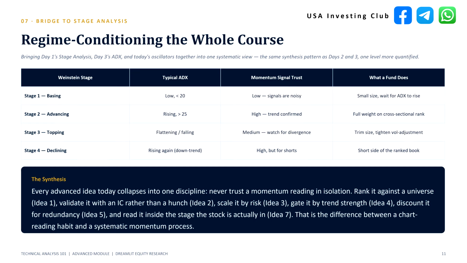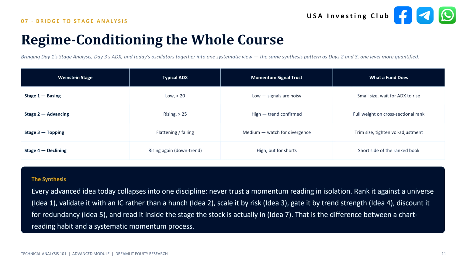In stage 2, advancing, ADX is rising and typically above 25, and momentum signal trust is high. Trend is confirmed, so a fund puts full weight on the cross-sectional rank from earlier this session. In stage 3, topping, ADX is flattening or falling, and trust drops to medium. The discipline here is to watch for divergence and trim size, tightening up the volatility adjustment from a few slides back.